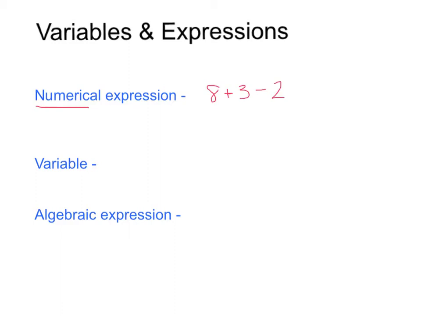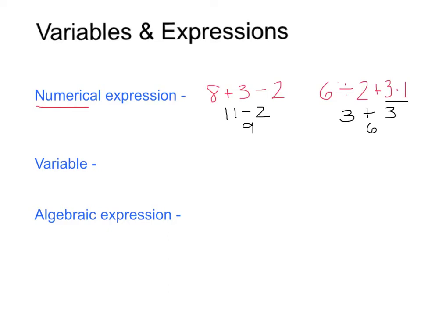Another example would be something like 6 divided by 2 plus 3 times 1. It's something that, once again, I could work out using order of operations. This first one was 11 minus 2, which would give me 9. This one, I would do the division. 6 divided by 2 would give me 3, plus 3 times 1, which was 3, would give me an answer of 6. So these are both examples of numerical expressions.